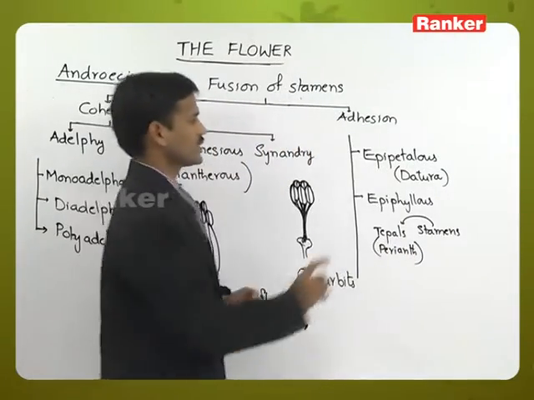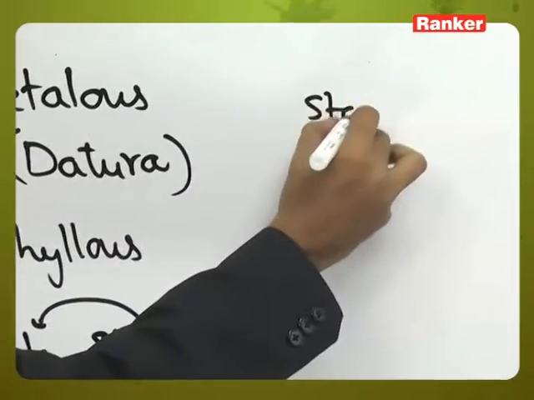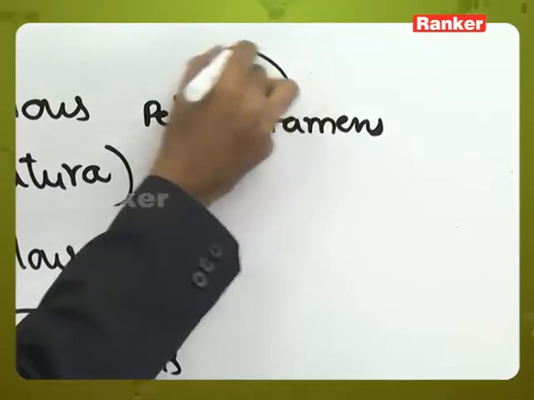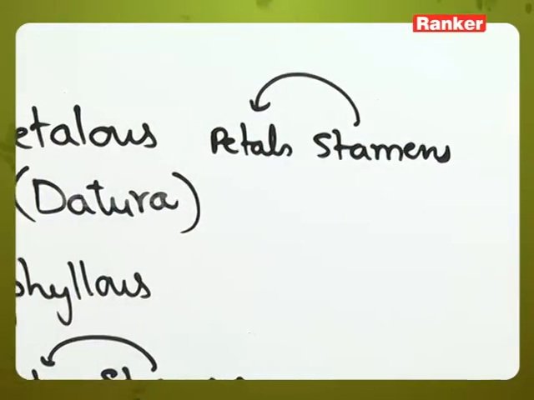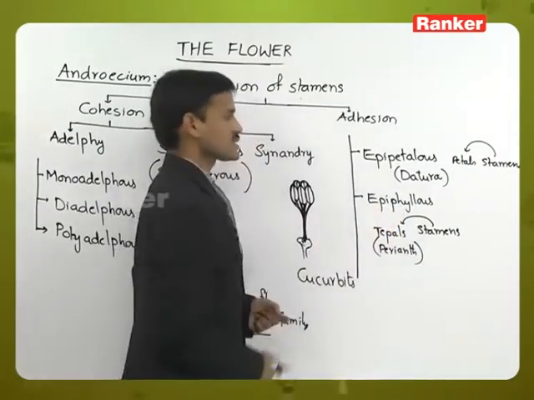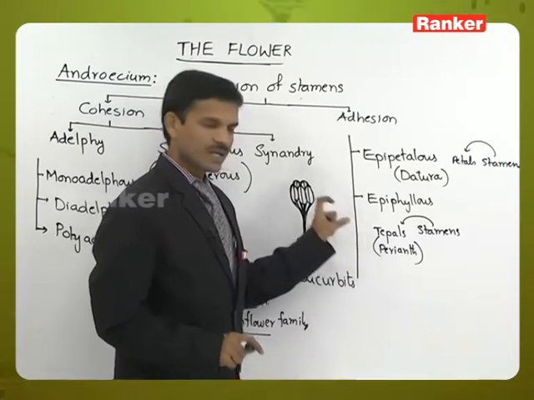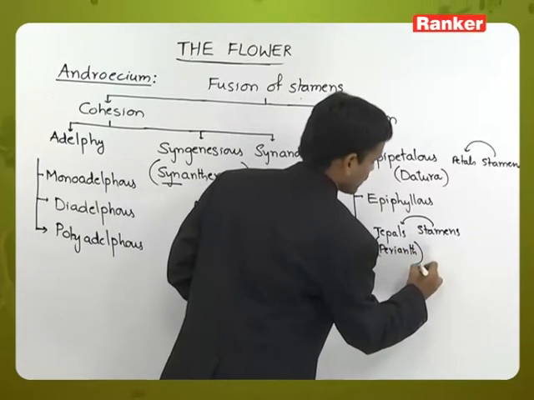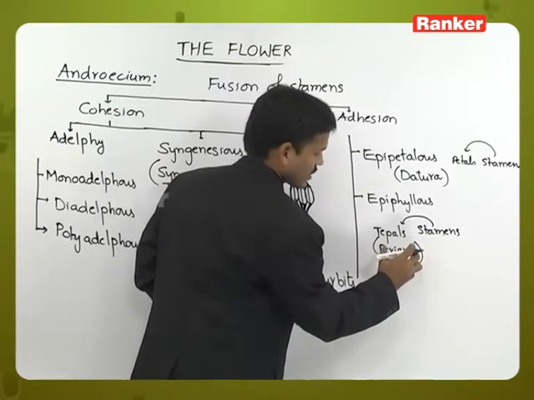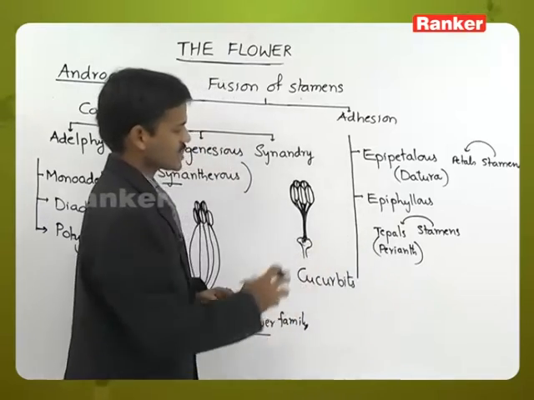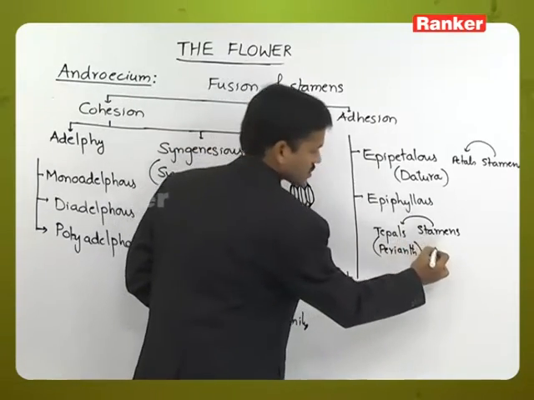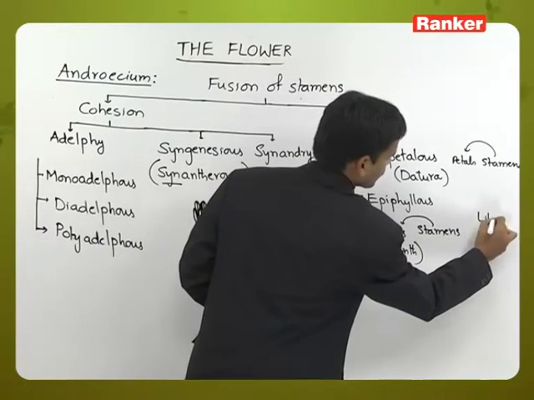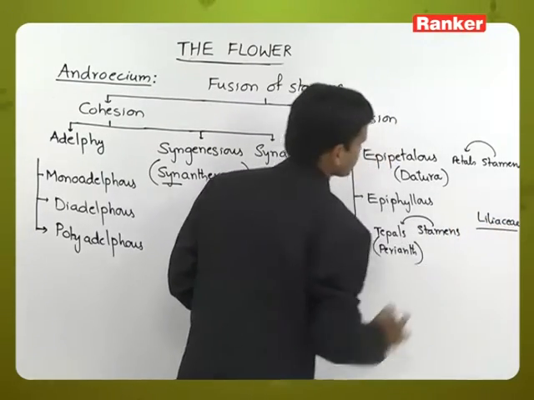Epipetalous means stamens are fused with petals. Epiphyllous means stamens are fused with tepals or perianth lobes. In Liliaceae family members, perianth is present, tepals are present, sepals and petals are not distinct. So epiphyllous condition is observed in the Liliaceae members.